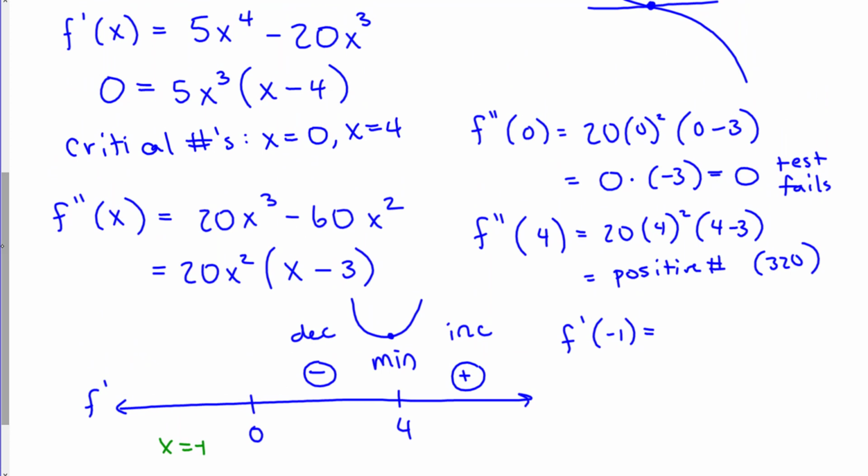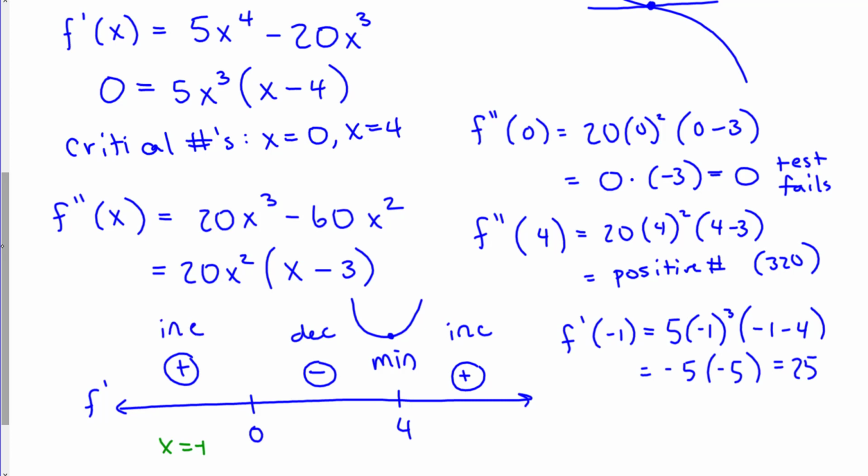Let's see, it would be 5 times -1 cubed times -1 minus 4. -1 cubed is -1, so -5 times -5 results in positive 25, but again, it's really only that it's positive that makes any difference at all to us. So here we go from an interval that is increasing to an interval that is decreasing, so this should be a relative maximum.